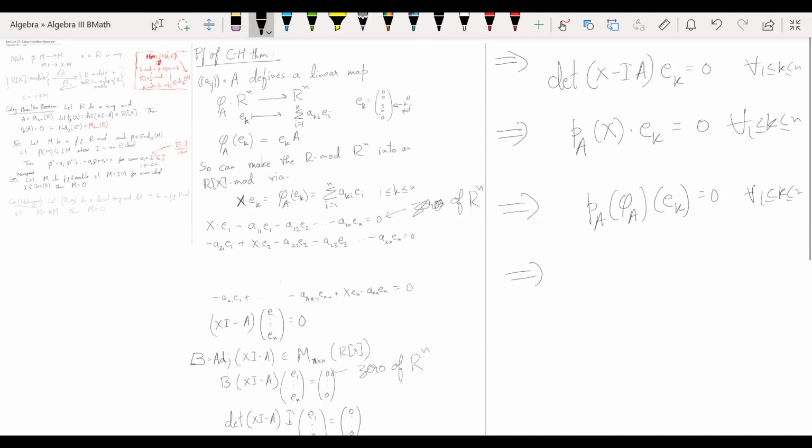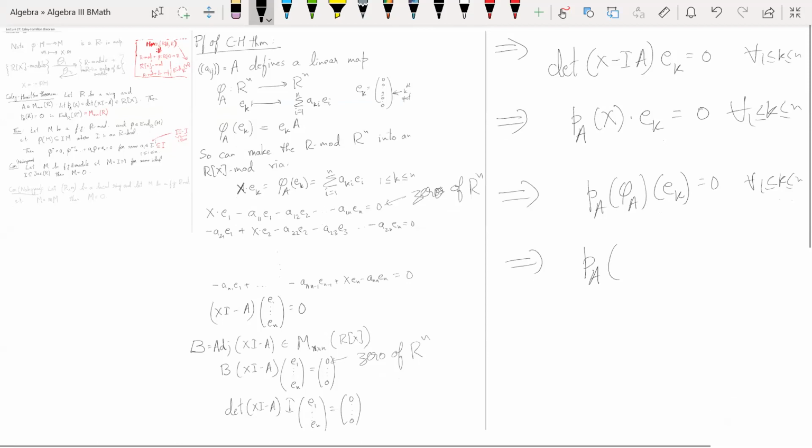But how do you apply? What is phi of e_k? It's just e_k times A. So this is phi_A of... so this is just P of A, and you multiply e_k here. Yeah, this is how it will come out to be. Phi of e_k is basically e_k times A, since phi_A of e_k is e_k times A. This is how the linear map acts on this thing. So this is zero for all k between one and n.